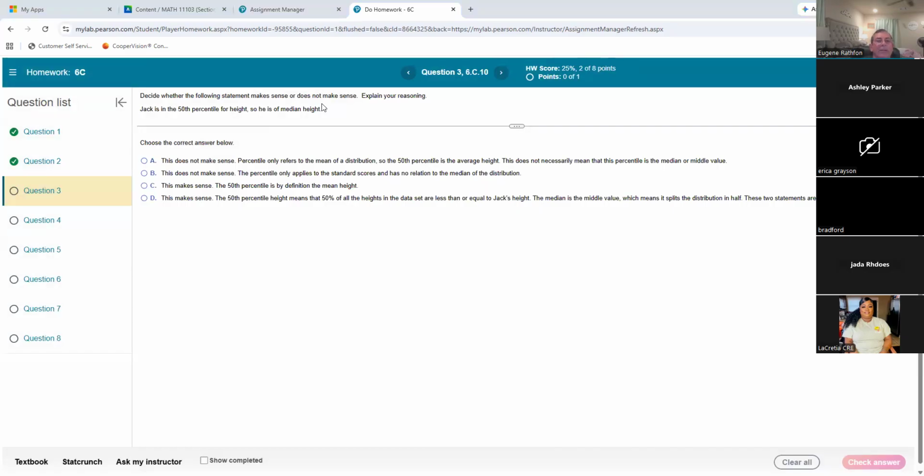All right, we want to see if this one makes sense or does not. Jack is in the 50th percentile for height, so he is of median height. Well, median means the middle, and if you're in the 50th percentile, that means 50% are going to be less than you. So that's pretty much the middle. So both of them definitely make sense because they're basically saying the same thing. So we want one that says it makes sense.